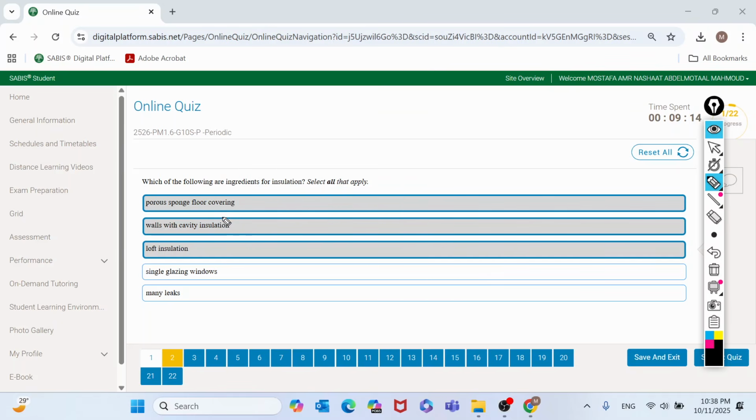So for all these three, they all rely on small pockets of air. Porous sponge is like a sponge with small gaps of air in it. Walls with cavity insulation are walls with a cavity in them, same as the double glazing glass. There's too much friction for convection to happen at a rate that would transfer heat properly. And loft insulation is also a material with small pockets of air.